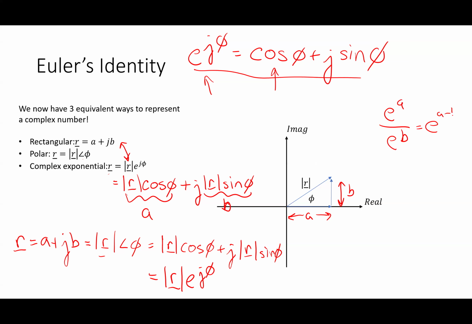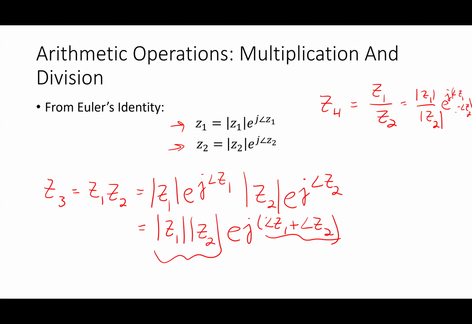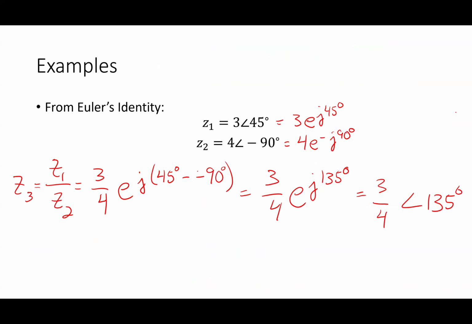Yeah, e to the a minus b, right? So it allows me to do multiplication and division pretty easily. All right, so this was what we talked about last time. We went through a couple of examples.